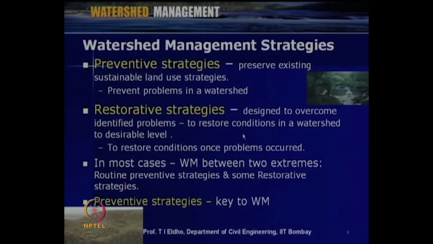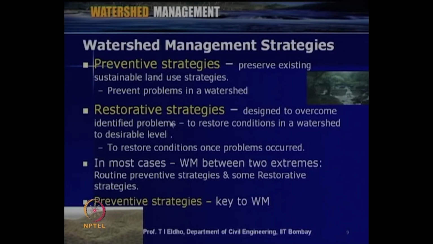The second one is the restorative strategies. Generally, restorative strategies are designed to overcome identified problems. Each watershed, as we have seen earlier, can have various deterioration problems, and we have seen their consequences in the first lecture. So for a particular watershed, there can be a specific type of problem. In the restorative strategies, we make various plans to overcome identified problems.